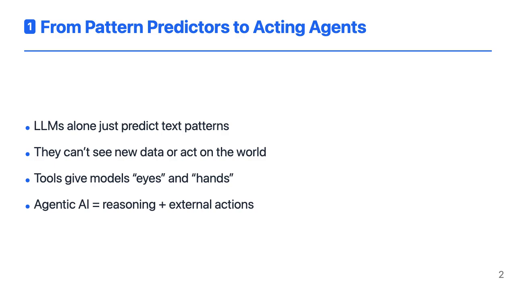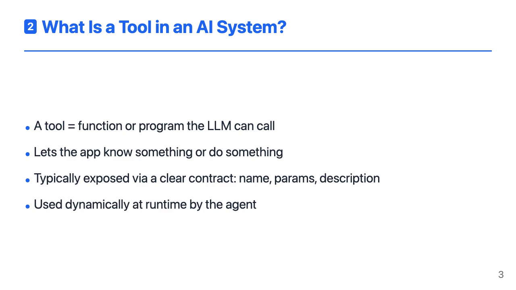Tools are how we give models something like eyes and hands, ways to perceive fresh information and take real actions. When you combine a model's reasoning with tools that can act, you get Agentic AI, systems that can pursue goals on a user's behalf, not just chat about them. In this context, a tool is simply a function or program that an LLM-powered application can call. The model still generates text, but tools let the surrounding application reach out to other systems.